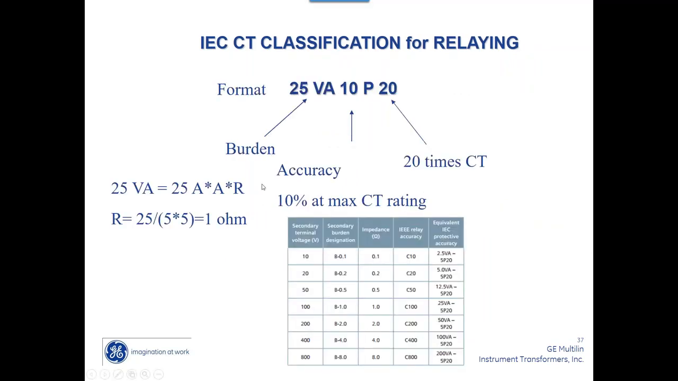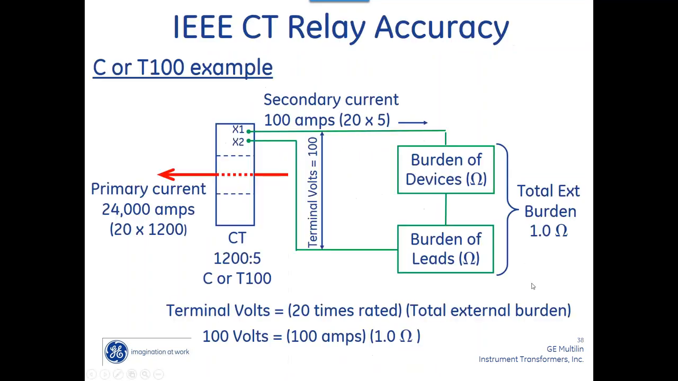Okay, so the IEC uses a little different nomenclature. They go by VA, but we know that VA is I squared R, so 25 VA is 1 ohm. Accuracy is the 10%, and then they put a P, and you'll see a P20, which is 20 times this CT's design. I've seen a lot of Europeans that are only a C10, so they're designed to handle only 10 times the overload current. Yes, Michael, calculated versus tested.